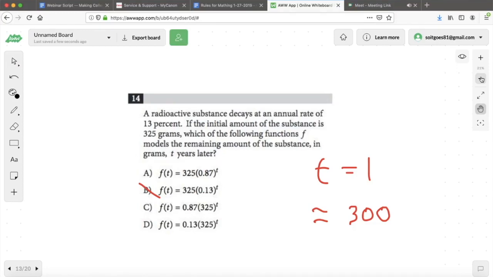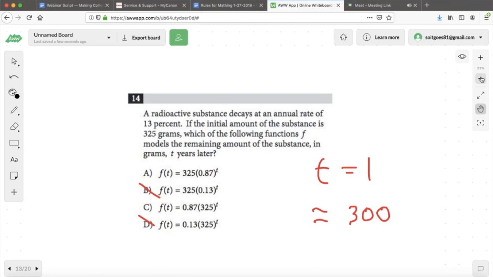And then let's look at answer choice D. Does that give us something close to 300? No. That's the exact same as answer choice B, just switched around. Does that make sense, everyone? Why that's the same as answer choice B? Yes or no? Yeah. Excellent. All right, so D is gone. So right now, if you're just guessing, it's between A and C.